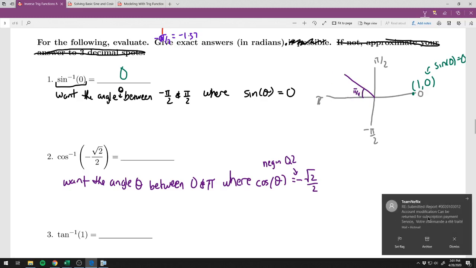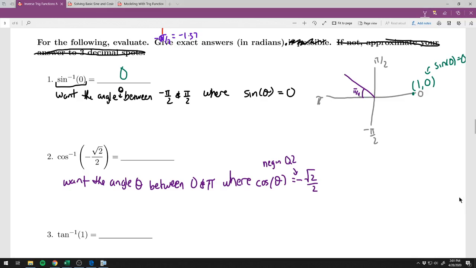And we've got our angle here, pi minus pi over 4, which is going to be our answer. And this, we can get a common denominator and get 3 pi over 4. And so cosine inverse of negative square root of 2 over 2 is 3 pi over 4. You can also check your answer here. Like I said, this one's pretty straightforward.